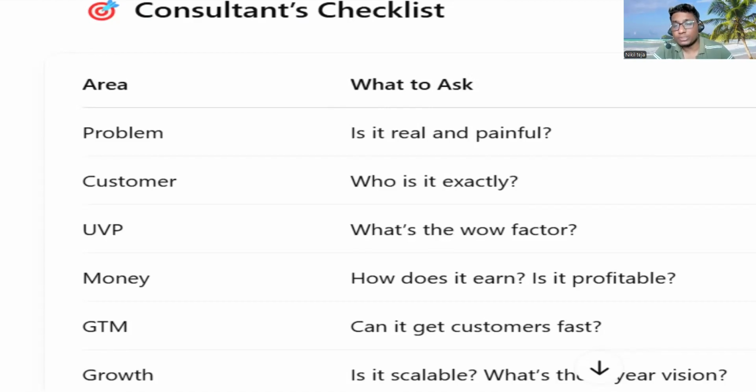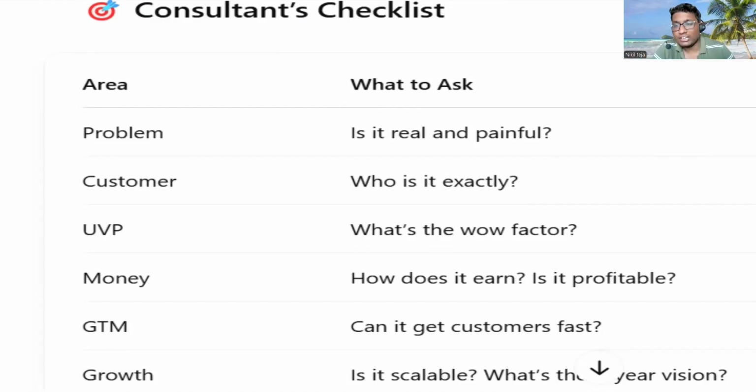So next is GTM. Can it get customers faster? Basically, it is about how you will be reaching your customers and how you will be communicating with your customers, so that they will be attracted to your product and will buy it. How well you reach your customers, and how well you communicate with them, is nothing but a GTM strategy. There are various GTM strategies, guys. We'll be learning about GTM in product management too, right? I will explain GTM strategies to you clearly.